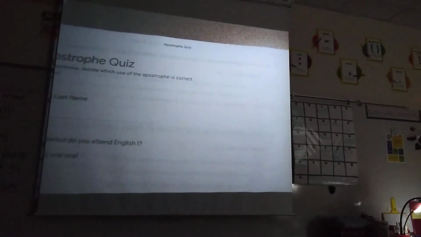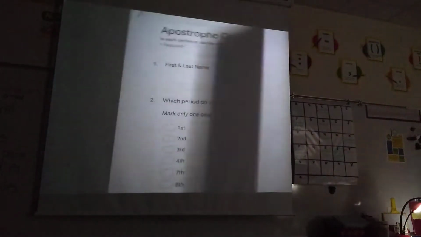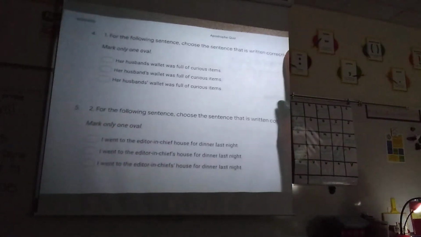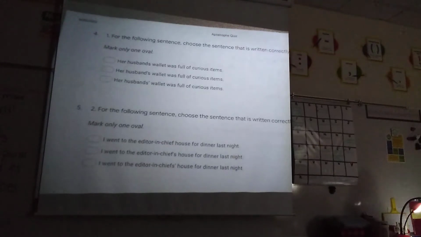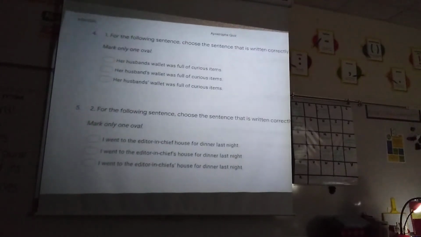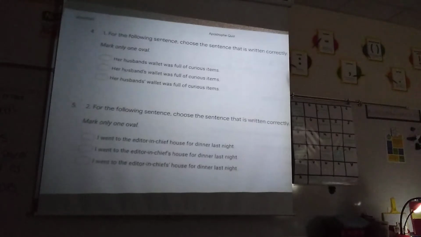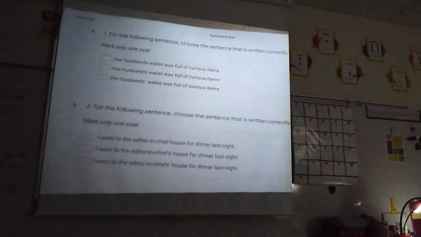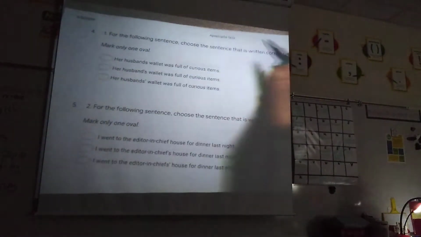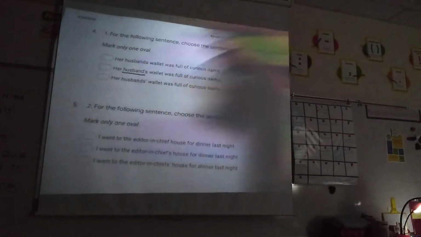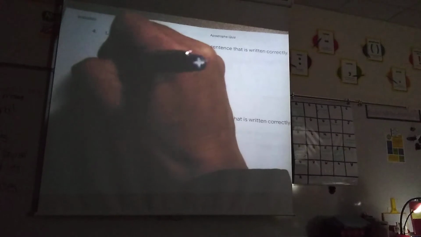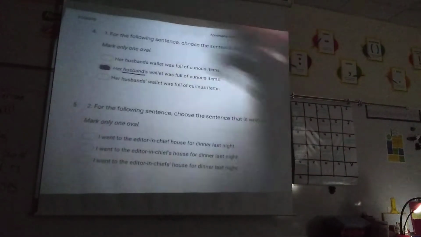All right, so when we look through the quiz from yesterday, our first question was looking at the sentence, "Her husband's wallet was full of curious items." We need to look at it and say, how many husbands? We have one husband that we're talking about. She's talking about her husband. So we're going to give possession to the one husband. So we would use the apostrophe S for this sentence.